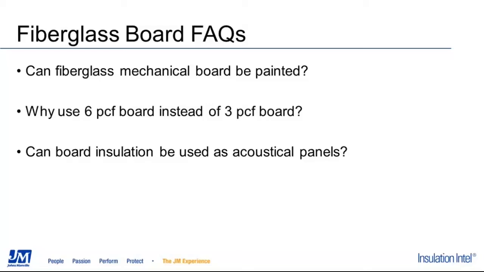Next question, why use 6-pound board instead of a 3-pound board? The primary reason would be for the acoustical benefit. The 6-pound board would provide you with better acoustical performance than a lighter product. And finally, the third question, can board insulation be used as acoustical panels? And the answer is absolutely. Fiberglass insulation is a great product for acoustical applications.